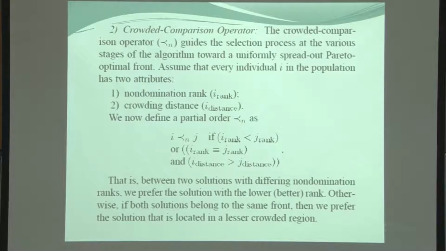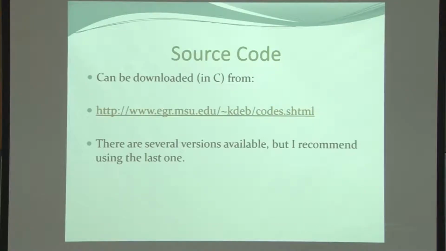And in the operator, it guides the selection because we check first non-domination rank, and second, the crowding distance. So the partial order is modified. So I goes before J if its rank, that's non-domination rank, is better, or if they have the same rank and its distance is greater than the distance of the other guy. So if there is a tie, we use crowding distance. So it's a very, very simple idea.